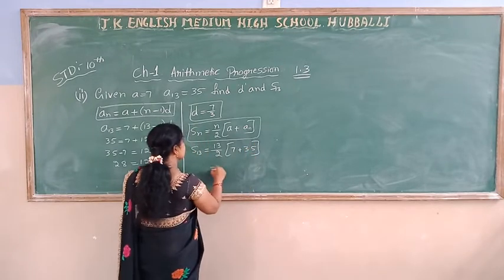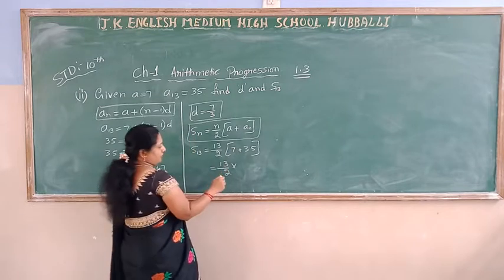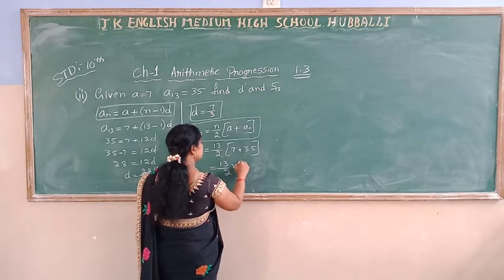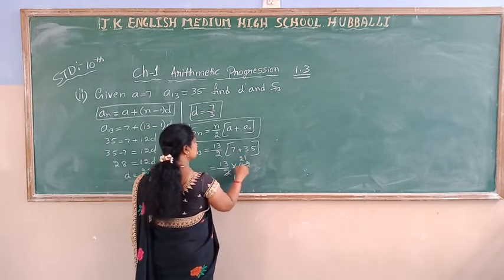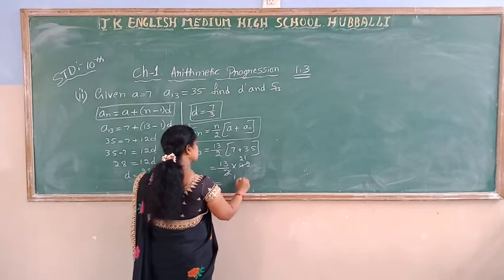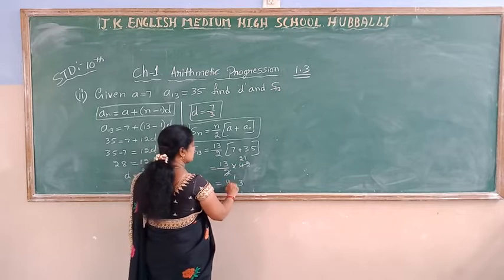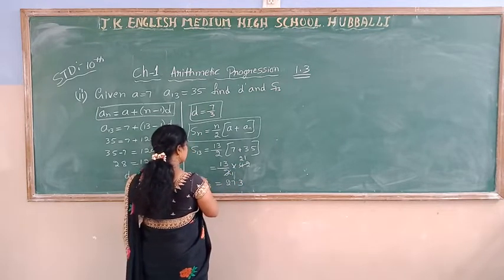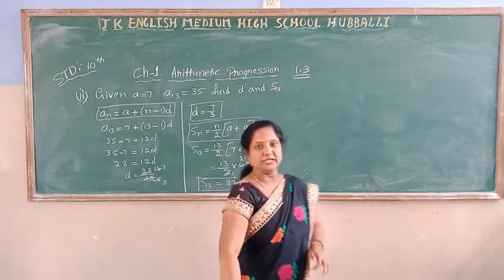Now substitute and simplify. 13 by 2 into (35 plus 7), that is 42. If I divide, 2 ones are 2, 2 twos are 4, 2 ones are 2, so 13 ones are 13. 13 twos are 26 plus 1 is 27. So the sum of 13 terms, I got it is 273.